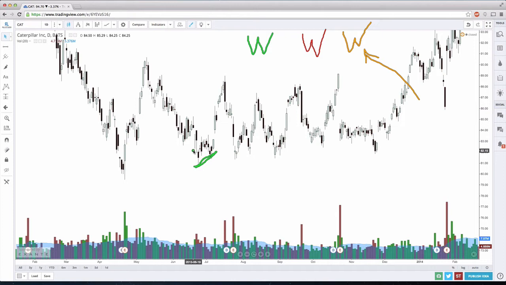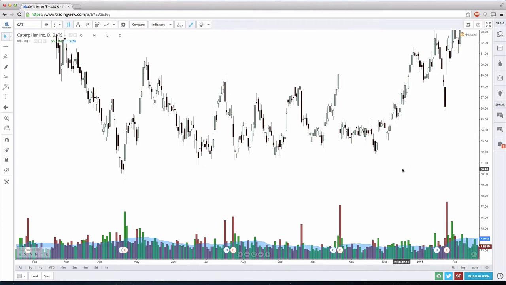Now, double bottom and double top patterns are pretty common. And you want a really good double bottom pattern to last anywhere between a week and 1 month. Any longer than that and any shorter than that, I would put an ish at the end. So double bottom-ish or double top-ish patterns are okay, they're decent, but they're not phenomenal by any means.